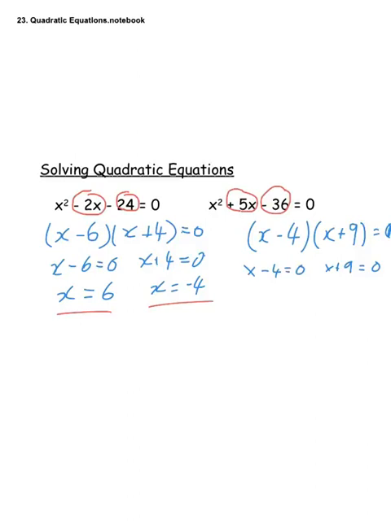If x minus 4 is equal to 0, then x is equal to positive 4. If x plus 9 is equal to 0, then x is equal to minus 9. And those are our two solutions. Okay, so much the same as our previous examples, this time with a negative in the second position instead of a positive.